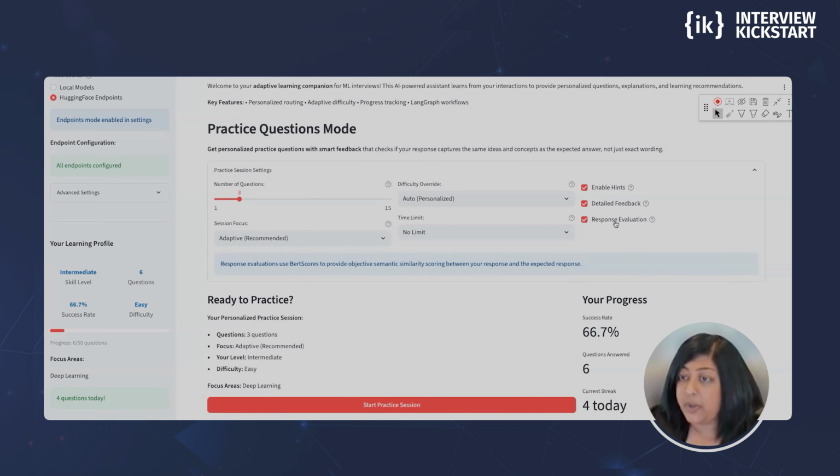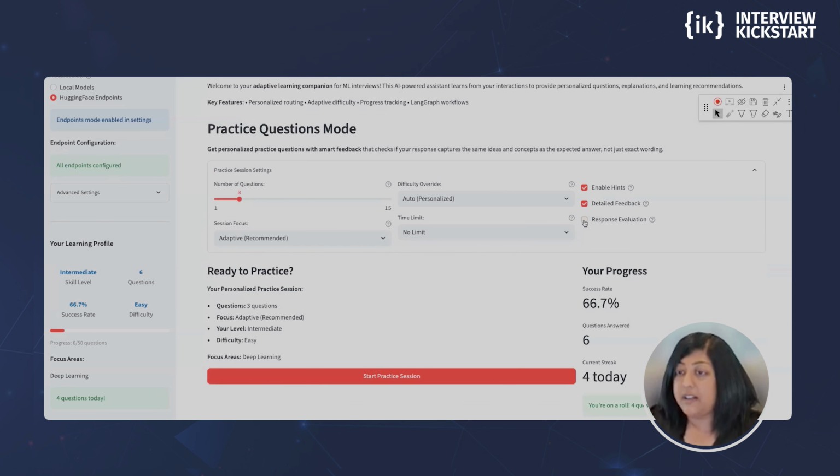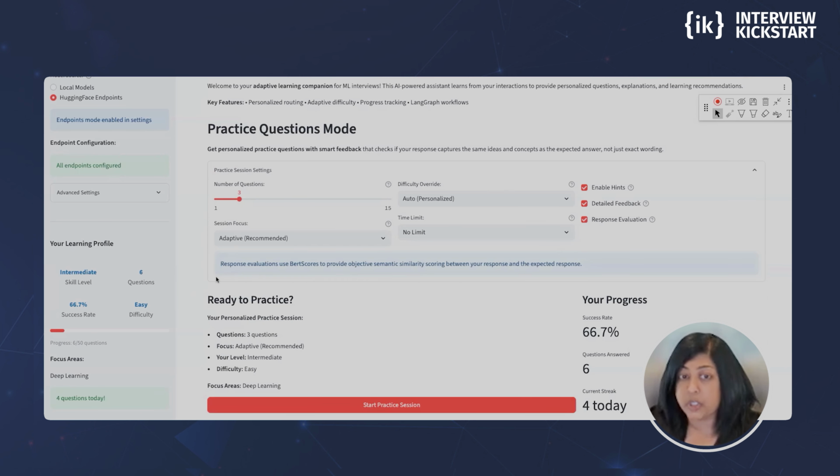This is a response evaluation. If they choose not to have their response evaluated, it's fine, right? We can toggle it off, but I want to show you how the responses are evaluated using BERTScore, and it's measuring the objective similarity between what demo user enters versus what is the expected response. So we'll see that in action. This was just about the settings itself.